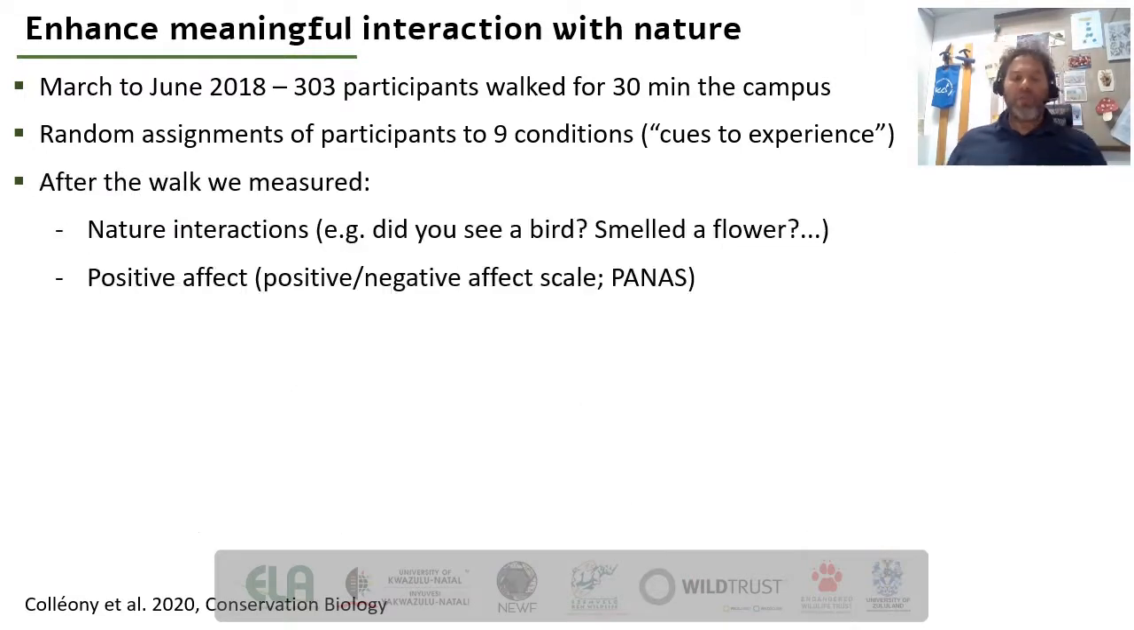After the walk, we measured their nature interaction, with yes-no questions. Did you see a bird? Did you smell a flower? Etc. And we also measured the positive and negative affects, so how good they felt and how bad they felt after the walk.